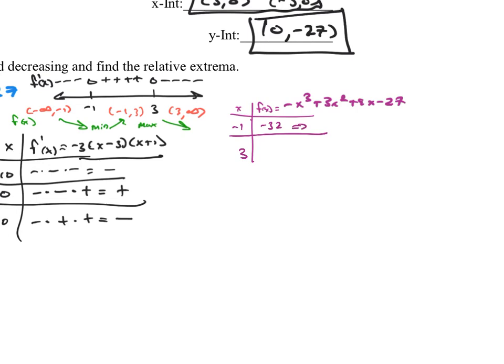So again, that tells me the point -1, -32 is a minimum. Type in the number 3. When I type in 3, I get 0. That was one of our x-intercepts, right? So here's the point (3, 0). I know that has to be a maximum.